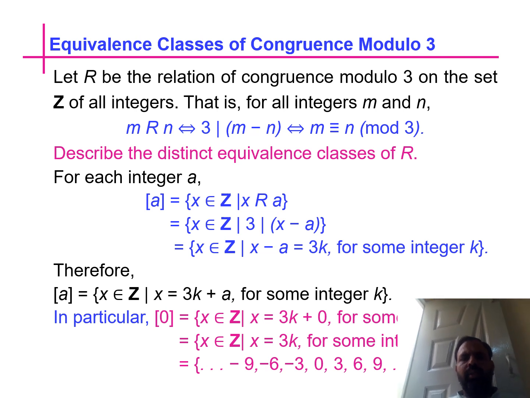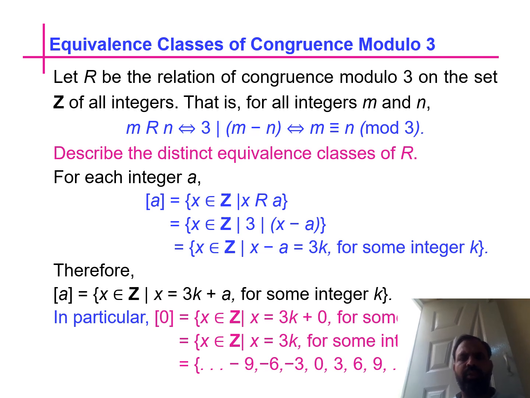What are the classes of congruence? Here we discuss the equivalence classes of congruence modulo 3. Let R be the relation of congruence modulo 3 on the set Z of all integers. That is, for all integers m and n, m R n if and only if m minus n is divisible by 3. So m is congruent to n mod 3.